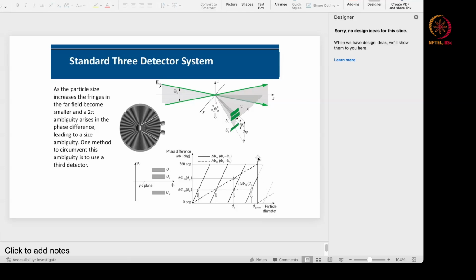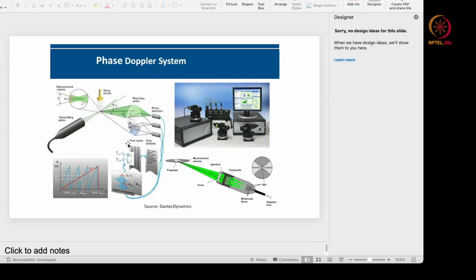But remember, there is a maximum limit, again, after which you will have this kind of a problem happening once again. So the normal PDPA system comes with a 3 detector assembly, just because the fringes in the far field become smaller and smaller, and you get this 2 pi ambiguity where you are not sure what your particle diameter is by just measuring the phase, because there is a 2 pi add-on on top of it. All right, so this is how you do it.